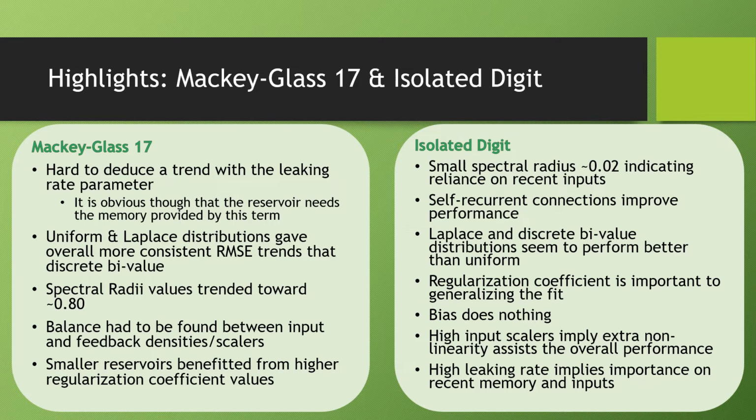The isolated digit problem had a different setup than the other benchmarks because it was a classification task where each time series group was independent of the last. This was reflected in the parameter selection with spectral radius values close to zero, indicating reliance on recent input, as well as higher leaking rate values near 0.9, indicating the need for memory, but still most reliant on the current input and reservoir state. There also seemed to be some preference for Laplace and discrete bivalue distributions for the weights. It should also be noted that the bias value did nothing for this problem.